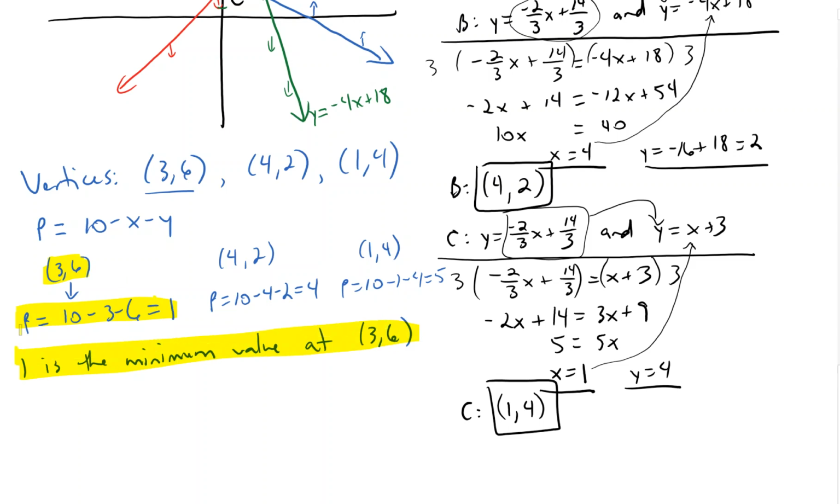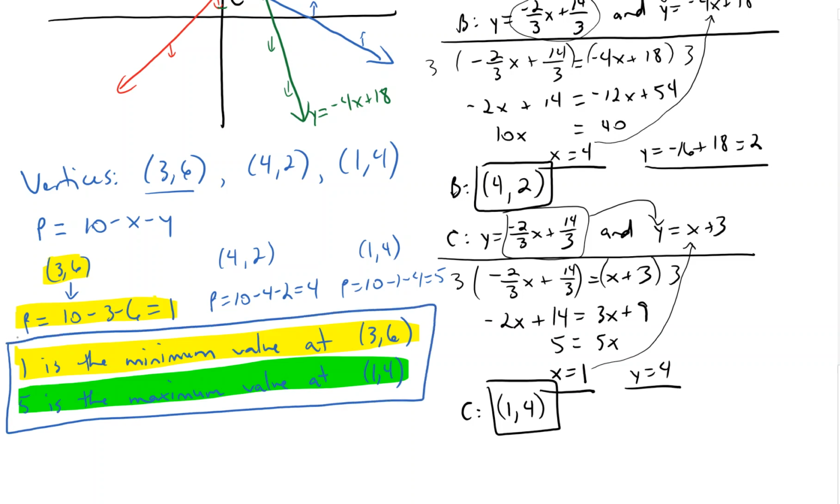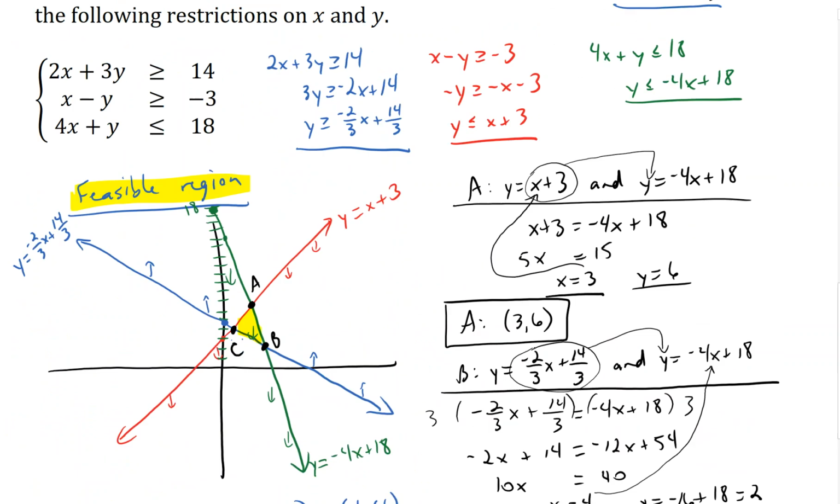And then the maximum value of the objective function is 5. So 5 is the maximum value at the ordered pair 1, 4. Lots of ways to word this. It just depends on the instructions. But we've got our minimum and maximum values and the ordered pairs where they occur.